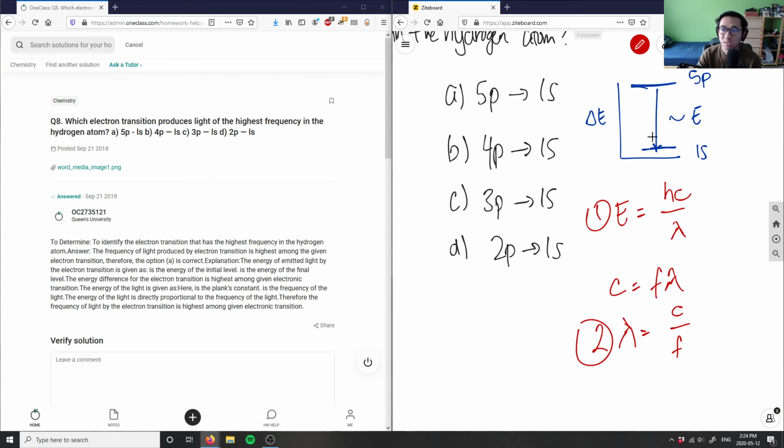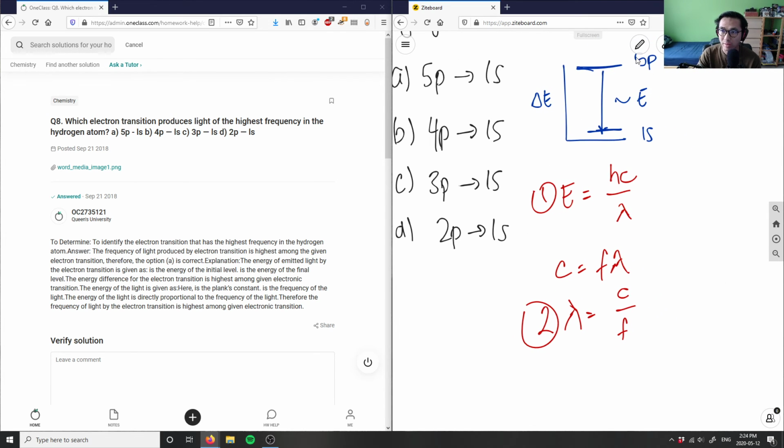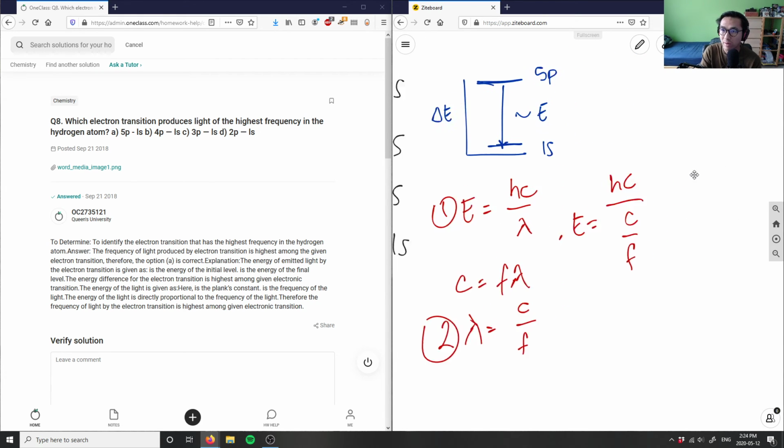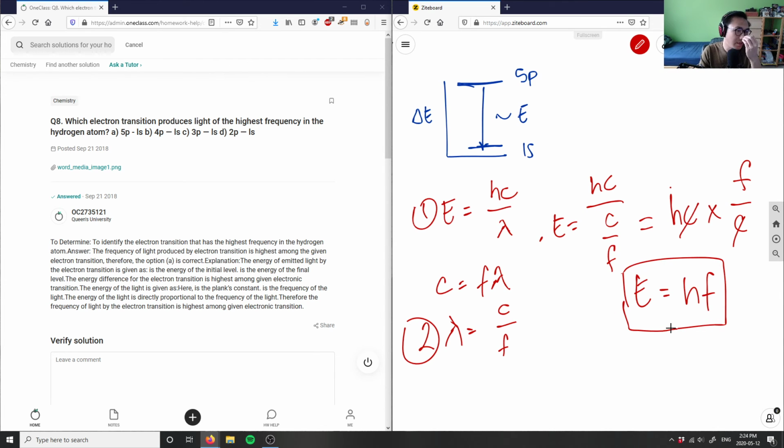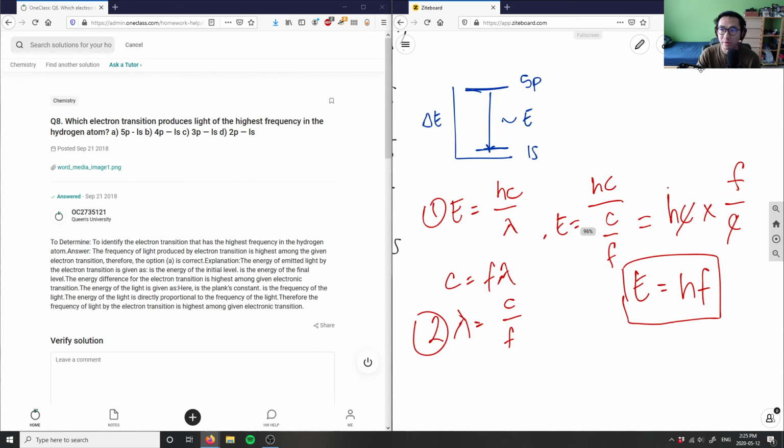What we can do is actually sub 1 into 2 to find our relationship, right? So I'm going to have E equals hc over c over f, or you could rewrite this as hc times the reciprocal, f over c. And again, the c's cancel out, so my energy is simply h times f. So this here is going to be my proportion: energy equals Planck's constant times our frequency, assuming that they're both traveling at the speed of light.